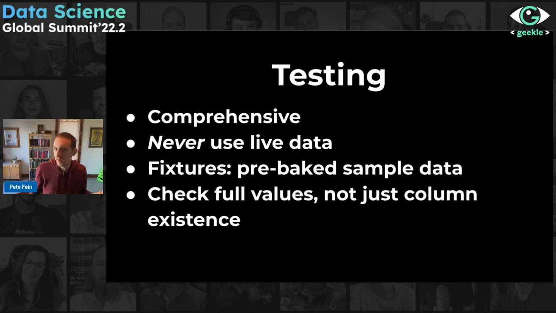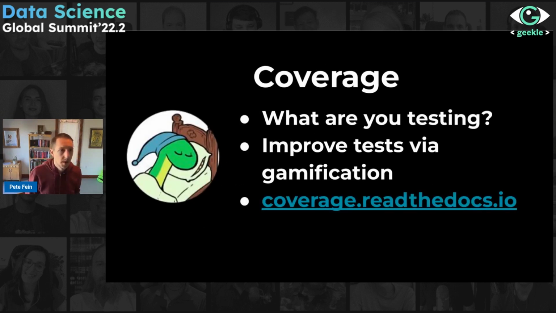The way to do that is what are called fixtures. This is pre-baked sample data used for inputs. So rather than live data, you have an input test.csv, and you will always run your tests against that. A helpful tool in writing tests is this thing called coverage.